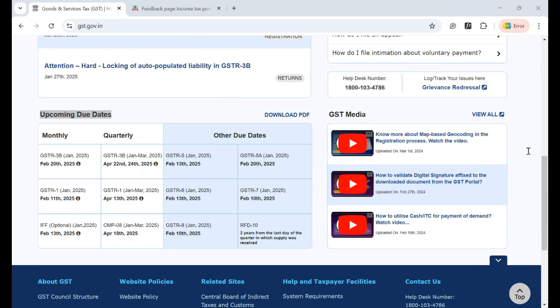In case of the GSTR1 return, many parties give wrong HSN codes. But when we work on the GST portal, this HSN code shows as invalid. That is the practical difficulty. You are required to rectify all this information with your clients.